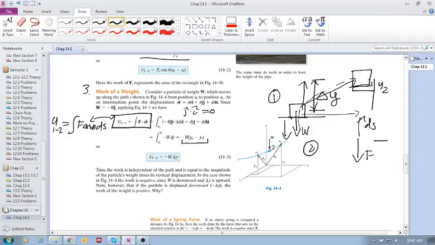However, if I bring this down, my y2 will be less than y1, which means delta y will be negative, and with the minus sign I get a positive, which means I have positive work. It's acting in the same direction. Okay? Good. In the next video, we'll look at the work of the spring force.